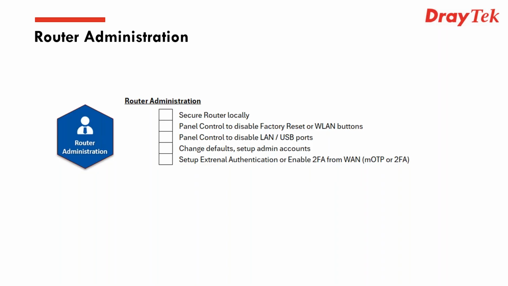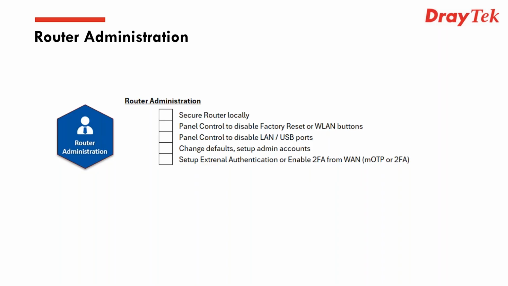Next thing on the checklist is to make sure that all the defaults are changed. On later firmware now, you're forced to change the admin password, which is a really good step. But also, it's something where with the admin accounts, do consider following your processes to do with setting up additional admin accounts, and also with that setting up external authentication or enabling two-factor authentication from the WAN, or maybe the one-time password.